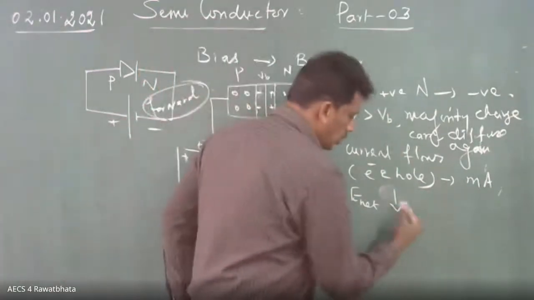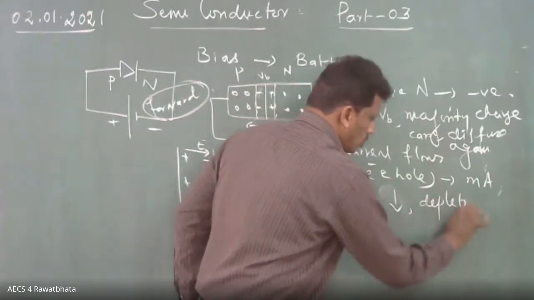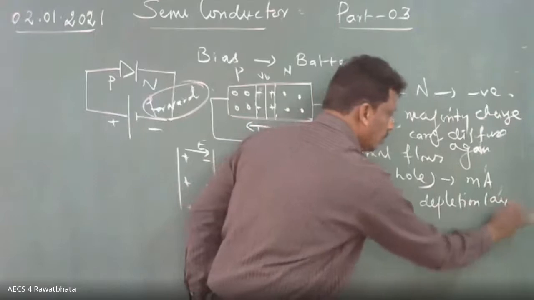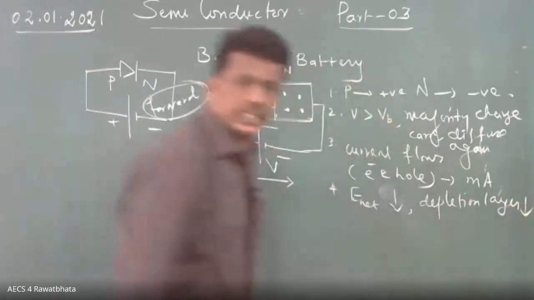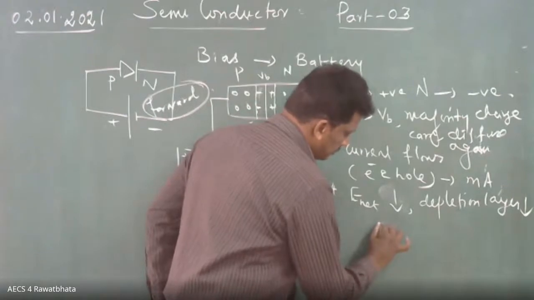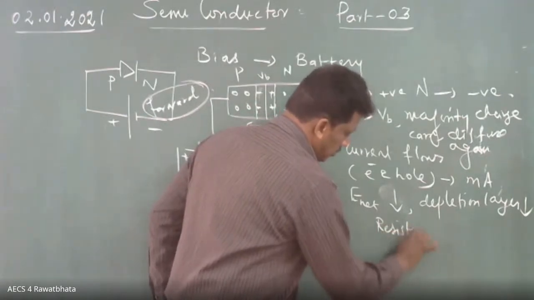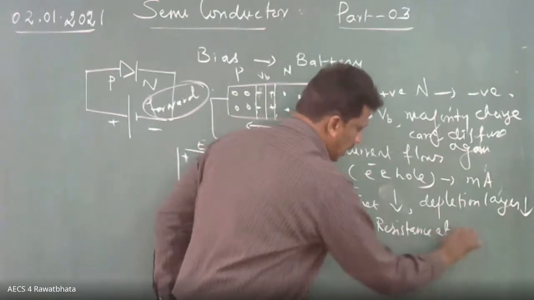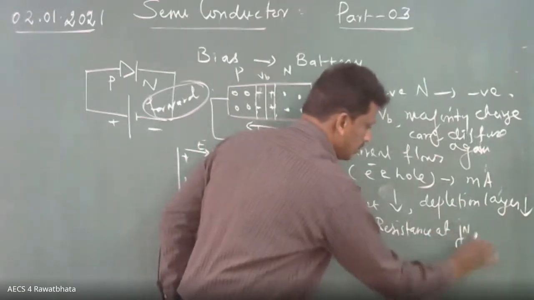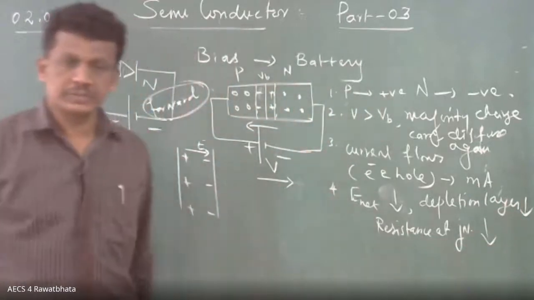Okay. So the width of the depletion layer decreases. The potential barrier decreases. The resistance at the junction decreases. These are the points, please write them.